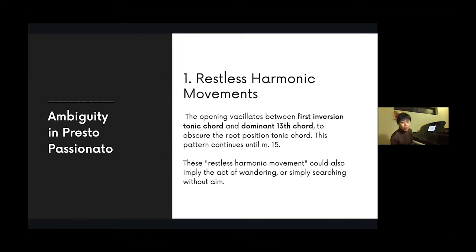When you hit this 164, oh, that's finally what I wanted to hear. So in the very beginning, you can hear this restless harmonic movement, because it cannot decide, should I go here or there? Very ambiguous where we want to go.